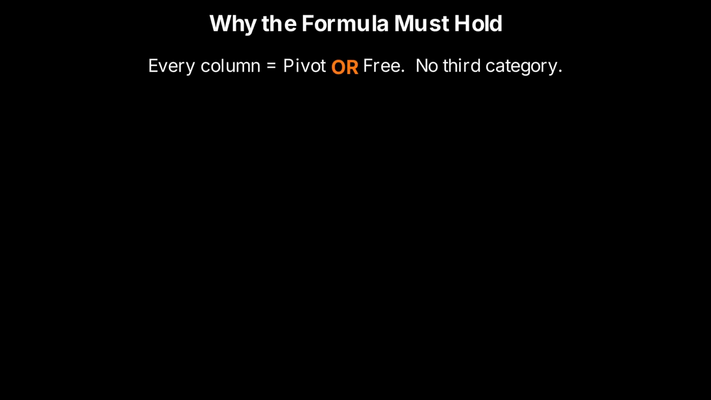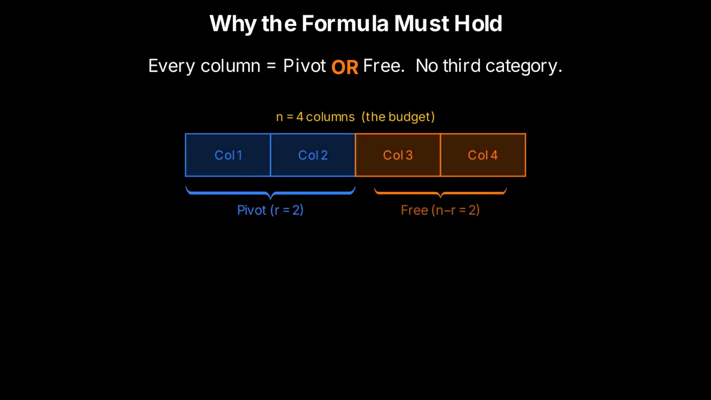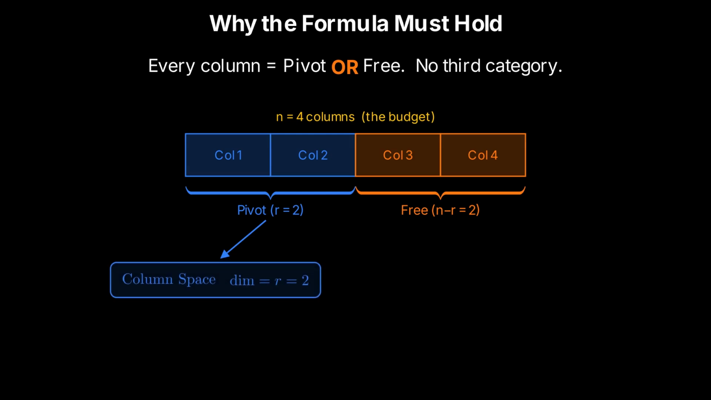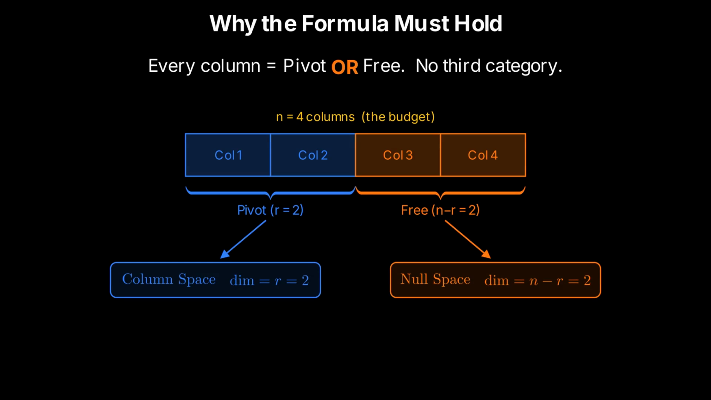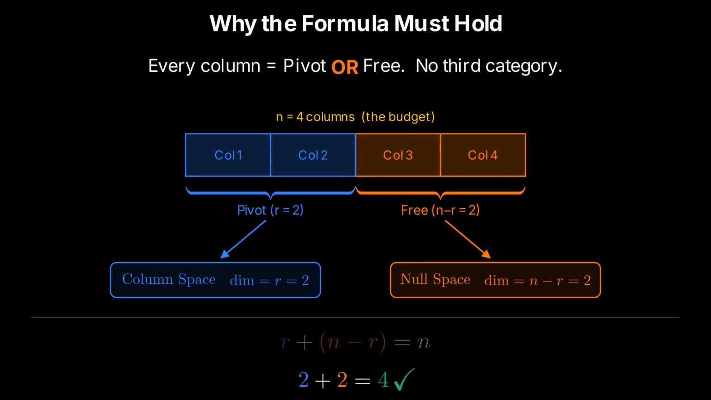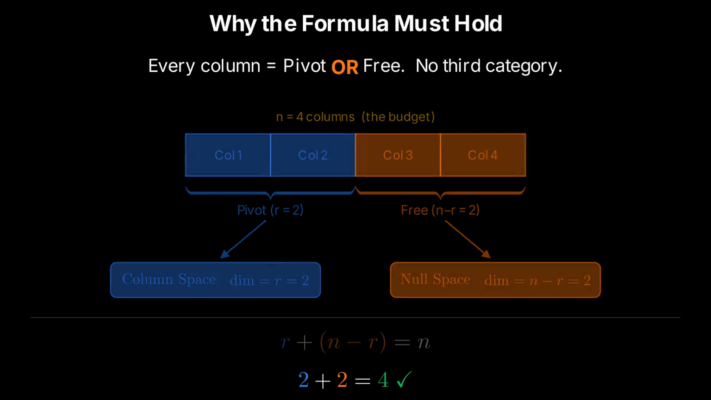Here's why the formula must hold. After row reduction, every column is either a pivot column or a free column. There is no third option. Think of the total number of columns as a budget that must be completely allocated. The r pivot columns fix the dimension of the column space. The n minus r free columns each produce one independent special solution, fixing the dimension of the null space. Now add them together, r plus n minus r equals n. In our example, 2 plus 2 equals 4. The column count is the budget, and it is always exactly spent.